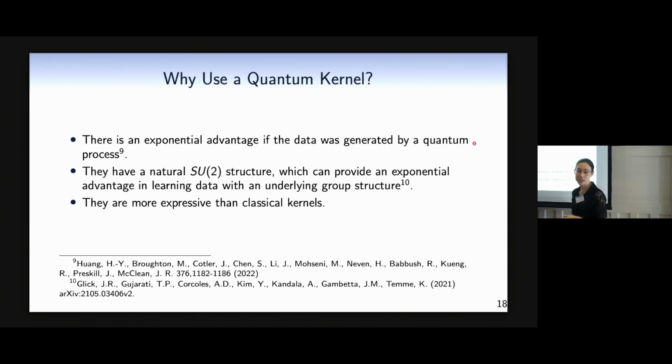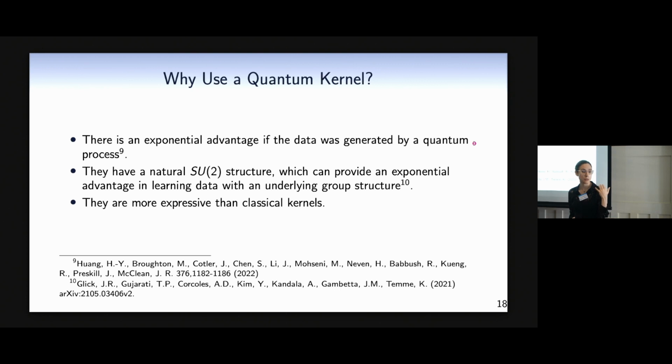If your data is generated by a quantum process, you probably want to use a quantum kernel to give you some advantage. That makes sense, since it already encodes the structure you're looking for. Qubits have a natural SU(2) structure, and that can provide, again, an exponential advantage in learning data with that particular group structure.